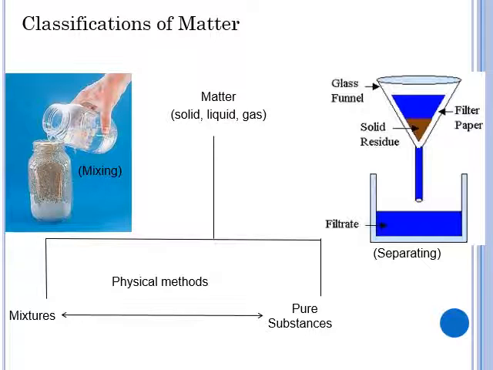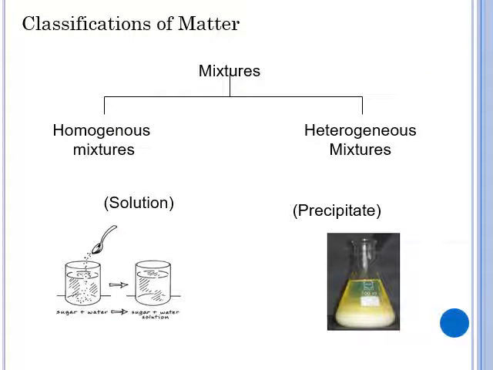So this is the process of separating. Two things: either it becomes a mixture or it becomes a pure substance. On the right one, this is a pure substance. A mixture we can consider as two things: either a homogeneous mixture or a heterogeneous mixture.